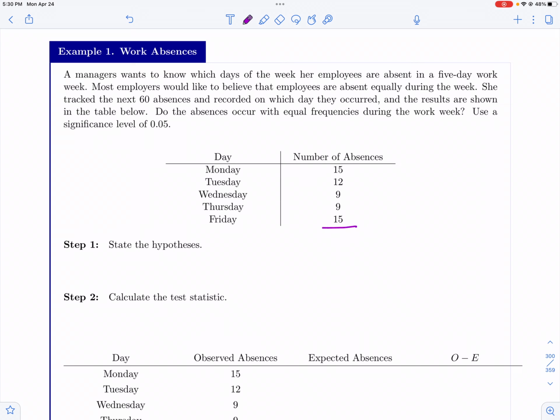So if we add these up, since there's supposed to be 60 absences, we should get 60 for our number of absences. And so again, these were tracked by the individual, so these are our observed data. And so what we're trying to do is figure out what our expected data is. So their claim is that absences occur with equal frequencies. So that just means in a 5-day work week, if there were 60 absences, if we take 60 divided by 5, then that should give us, oh, not 15, 12, sorry.